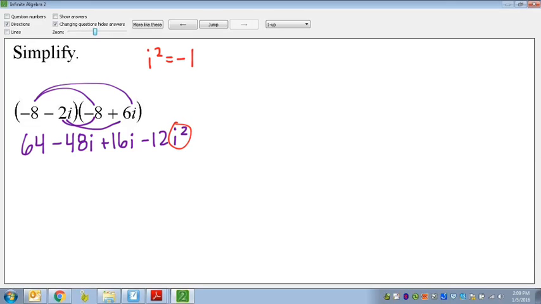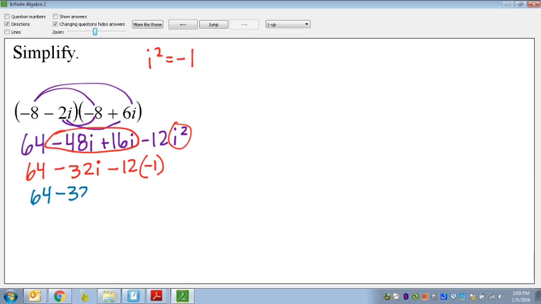So what we're going to do is, everything is the same. Okay, and then we can combine like terms here. Negative 48i plus 16i gives me negative 32i. And then I have negative 12 times negative 1. So the i squared becomes a negative 1, which, negative 12 times negative 1, is positive 12.